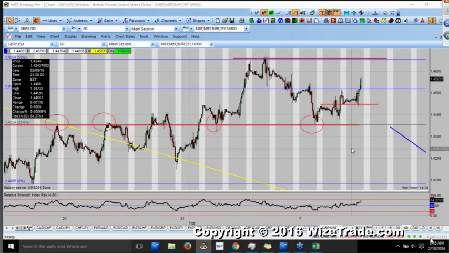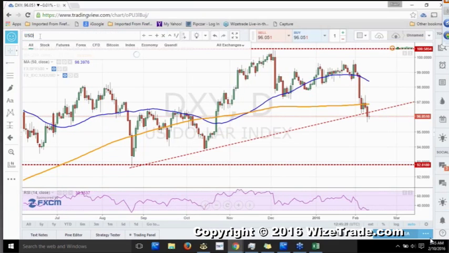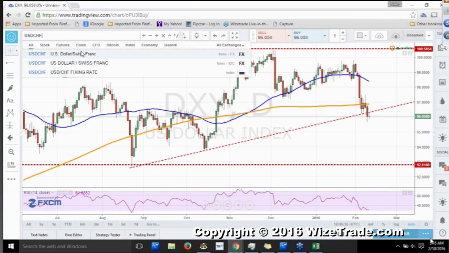All right, let's take a look at the Swissy. I'm going to reiterate, I bought the dollar Swiss yesterday. I am long the dollar Swiss. I'm long at 97.08. I'm going to hold this position through Janet Yellen's testimony.